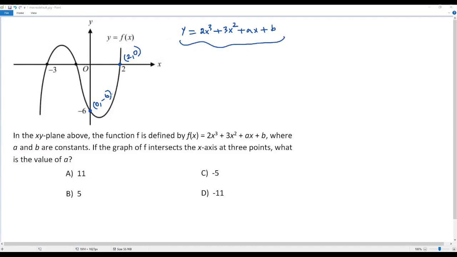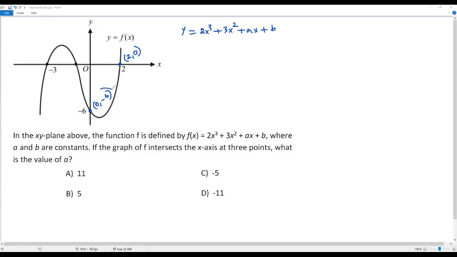When I plug in (0, -6), that is, the x coordinate 0 for x and -6 for y, this term will become 0, this one will become 0, this one will become 0. Then I'll get the value for the constant b. Once I get the value of b, I can plug the x-intercept, the point (2, 0), into the equation and solve for a.